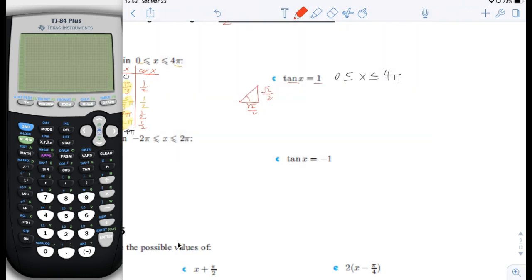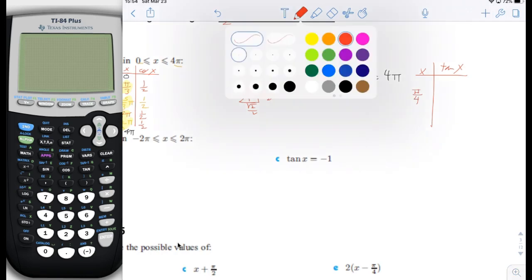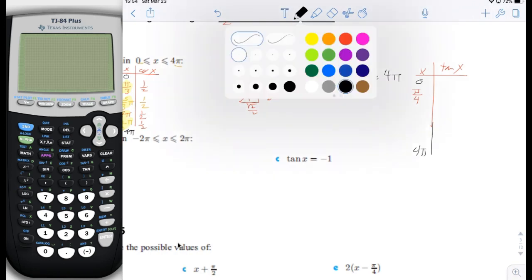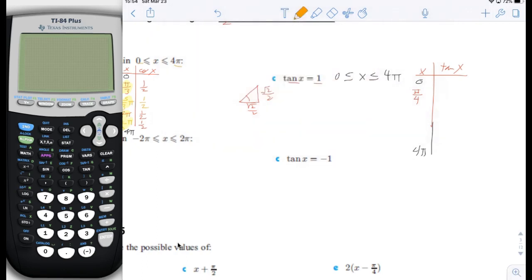So in that case, I'm going to have a table where I have x and tangent of x. And my first most obvious angle is going to be 45 degrees or pi over 4. And my smallest, or the limit to my domain is going to be 0 and 4 pi. Okay. Now what other angle has a tangent of 1? The other angle that has a tangent of 1 between 0 and 360 would be this angle here, right?